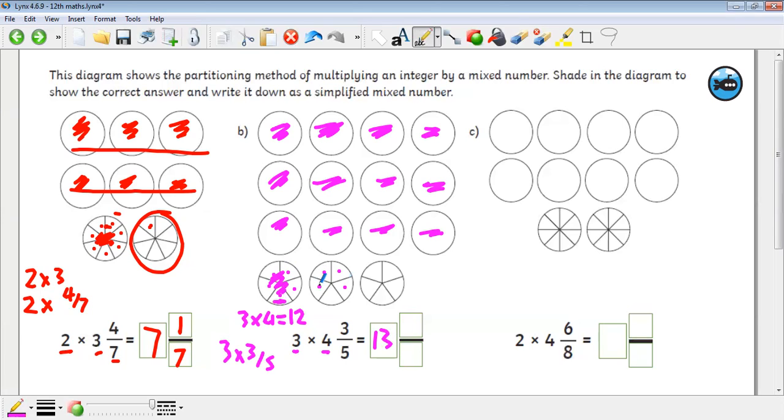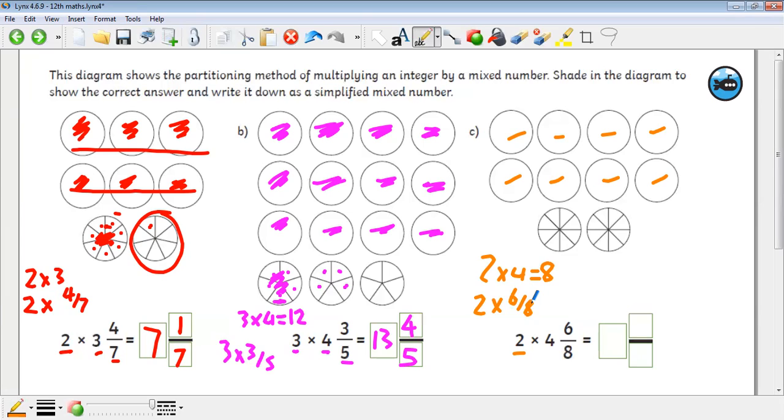And then I've got 1, 2, 3, 4 here. Again, one last time over here. 2 lots of 4. 1, 2, 3, 4. 1, 2, 3, 4. So I see lots of 4 done. That would be 8. Now I've got 2 lots of 6/8.